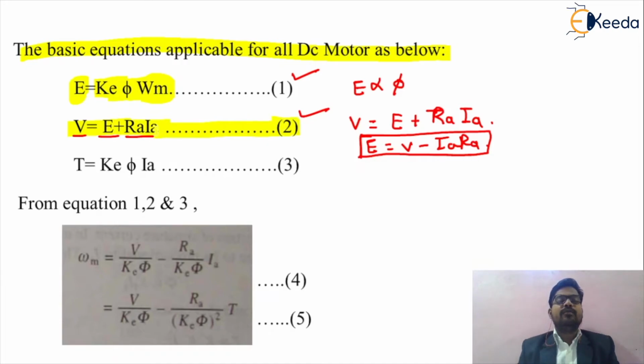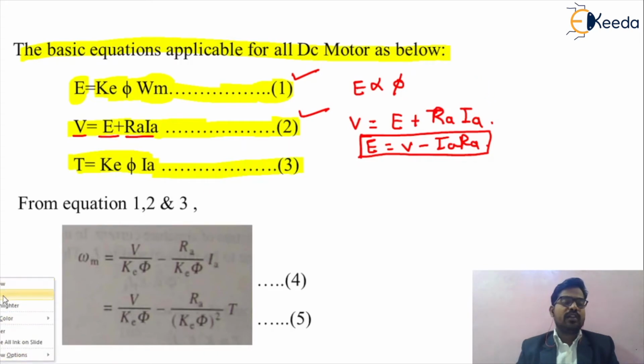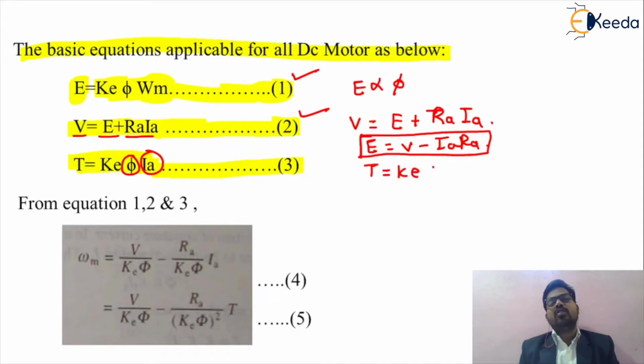Then from equations 1 and 2 we get a very important concept of torque, because as we know, in a DC motor the torque is proportional to the flux and the current. So we get the third equation, T is equal to K phi I, where K is the motor constant, phi is the flux, and I is the current. So this is equation number 3 for the torque of your motor.